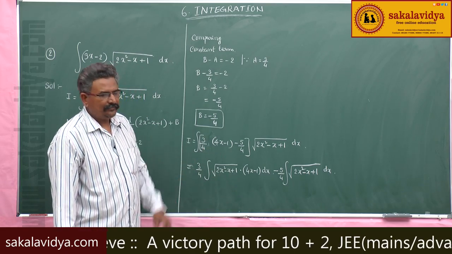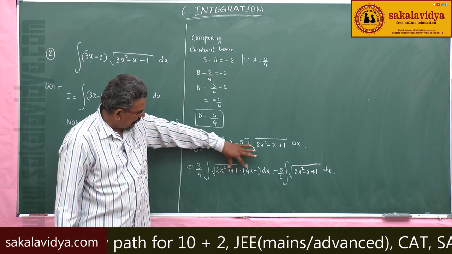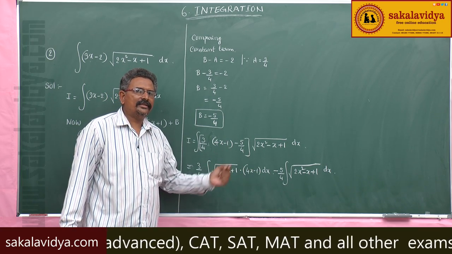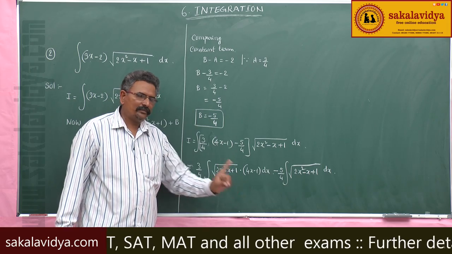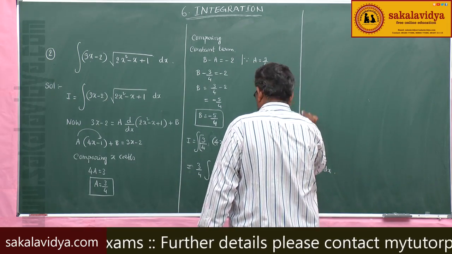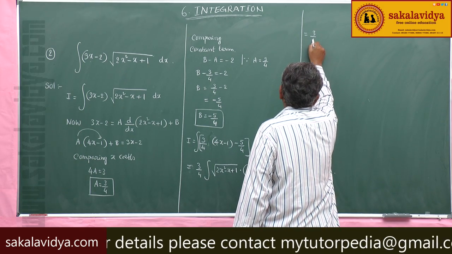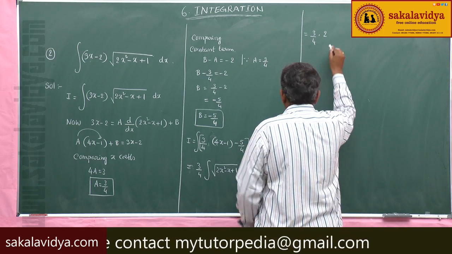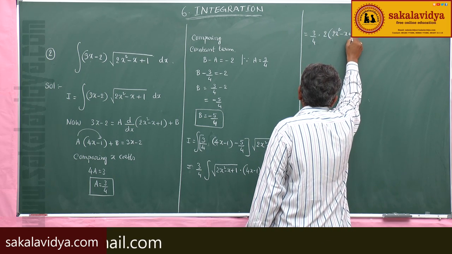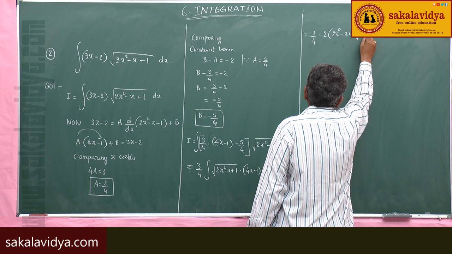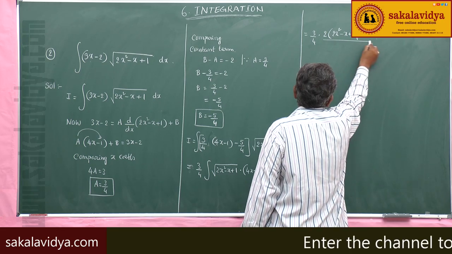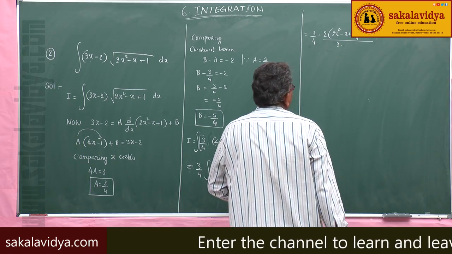So, this is very easy. This is integral root f of x into f dash x dx. Root f of x into f dash x dx means 2 f x root f x by 3. So, that means this integral we can write like this: 3 by 4 into 2 f x, means 2 x square minus x plus 1, root 2 x square minus x plus 1 by 3.